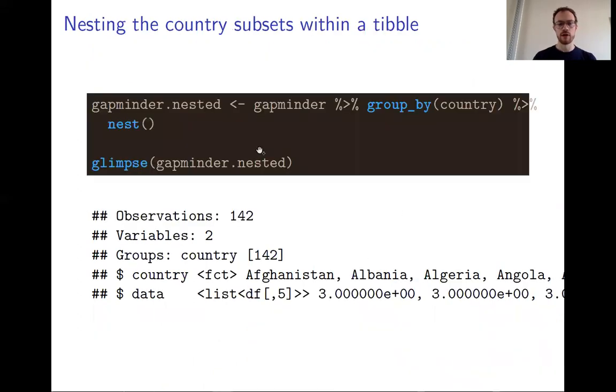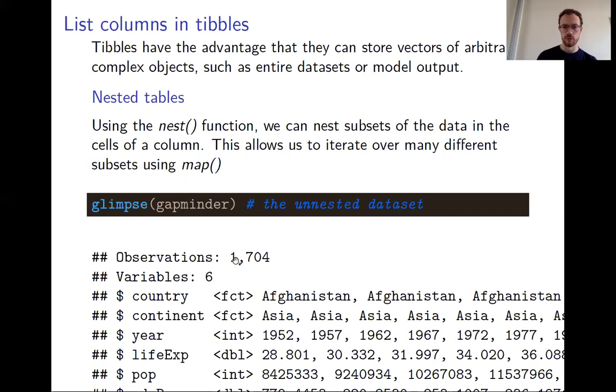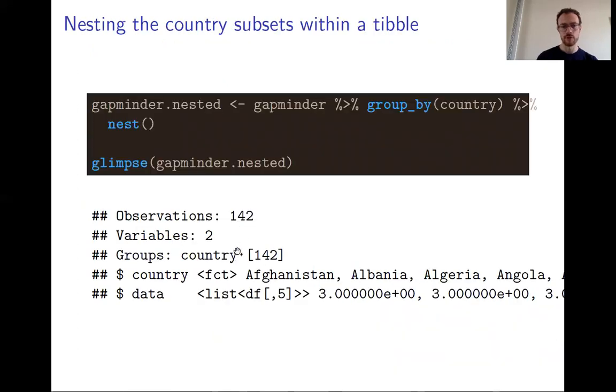So the way to do this is we create a new data set called Gapminder nested. And then we use pipe to feed the Gapminder data into group by country. And then we feed this into nest. And now if we look at this nested data set, we can see we only have 142 observations left from 1,700 and only 2 variables. And one of the variables is, of course, the country by which we grouped. And the other one is just the data.